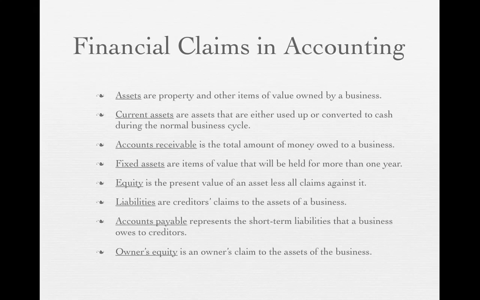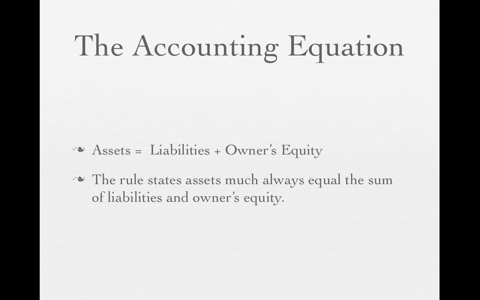So a lot of terms there. The accounting equation is pretty basic. The accounting equation ensures that all accounting records will be correct. It is a rule that states that the assets must always equal the sum of the liabilities and owner's equity. As a result, both sides of the equation must always balance. The accounting equation is expressed as assets equals liabilities plus owner's equity.